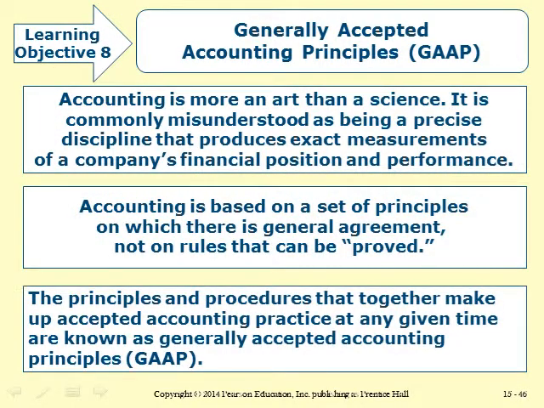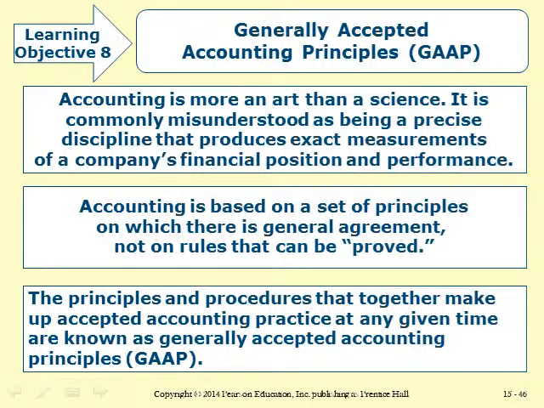So let's talk about this idea of generally accepted accounting principles, or GAAP. Accounting is commonly misunderstood as being a precise discipline that produces exact measurements of a company's financial position and performance. As a result, many individuals regard accountants as little more than mechanical tabulators who grind out financial reports after processing an imposing amount of detail in accordance with stringent predetermined rules.